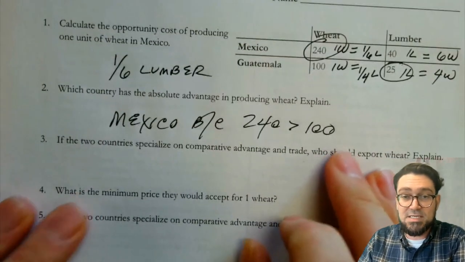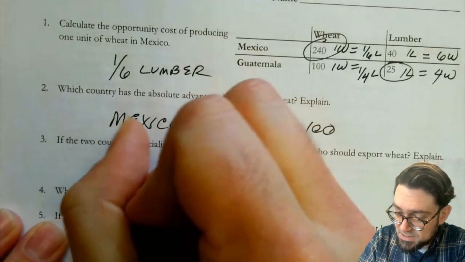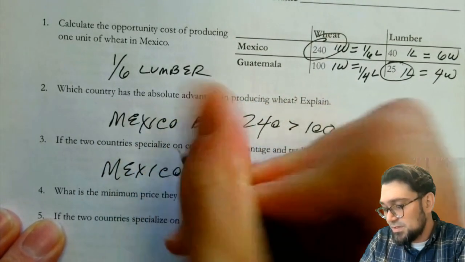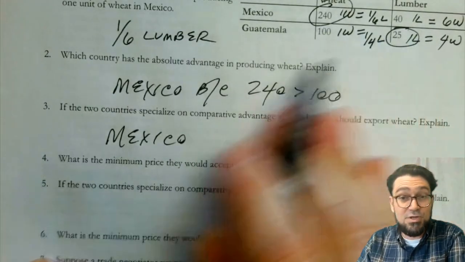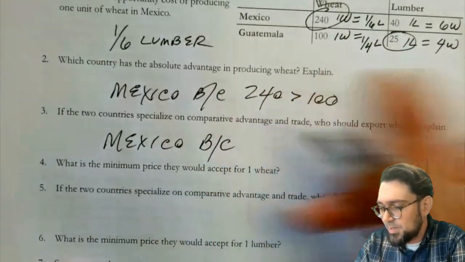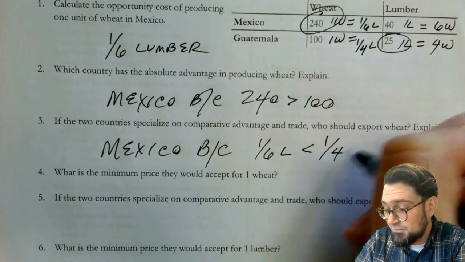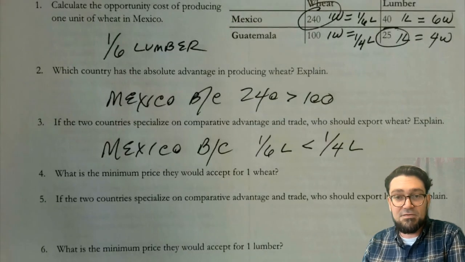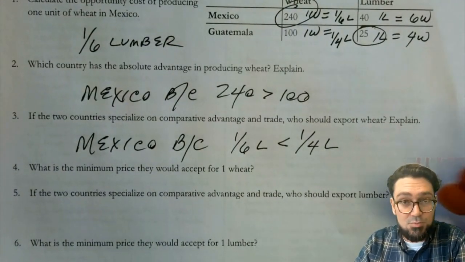If the two countries specialize in trade, who's going to produce the wheat or export the wheat? That's also Mexico. And this is the part I was talking about a moment ago. I flipped these numbers, and I really wanted it to be the other way around. But no big deal. Mexico has comparative advantage here because 1/6 lumber is less than 1/4 lumber. That's enough to say that they have the comparative advantage in that particular production.